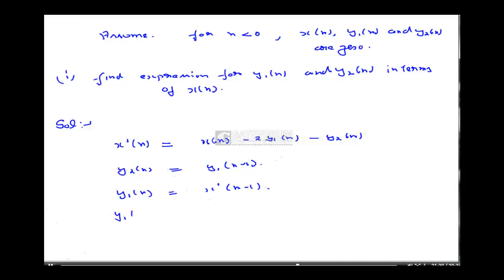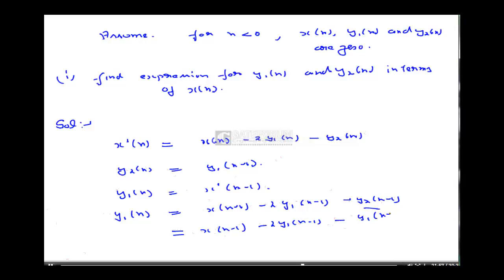So I can write y1n is equal to x of n minus 1 minus 2 times y1 of n minus 1 minus y2 of n minus 1. Again, I can replace y2 by y1: x of n minus 1 minus 2 times y1 of n minus 1 minus y1 of n minus 2. So this is a square expression for y1n in terms of xn and y1.